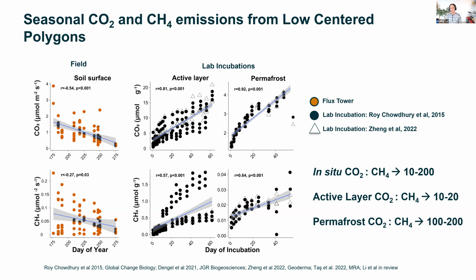So what we know is that when we look at our flux tower data, carbon dioxide and methane ratios are very highly variable. So there's a lot of seasonality in there that changes this ratio. When the active layer thaws and starts to emit methane and carbon dioxide, those ratios are a bit lower than what happens when permafrost thaws and starts to output methane and carbon dioxide. Especially what we see in these incubations over and over again is that our carbon dioxide to methane ratios coming from the permafrost were really high.